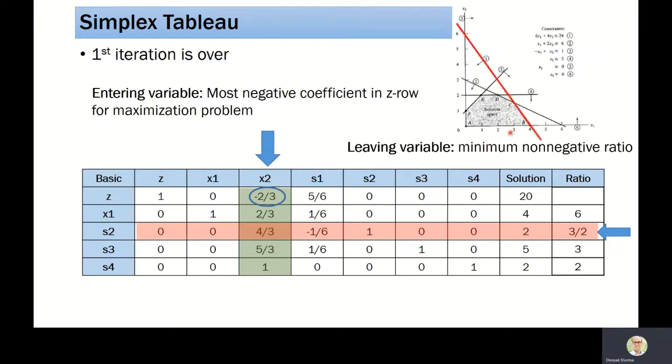So here, what you can see is that we started from point A, now we are on B, and we will be moving along this red line while identifying X2 as an entering variable, and S2 as a leaving variable.